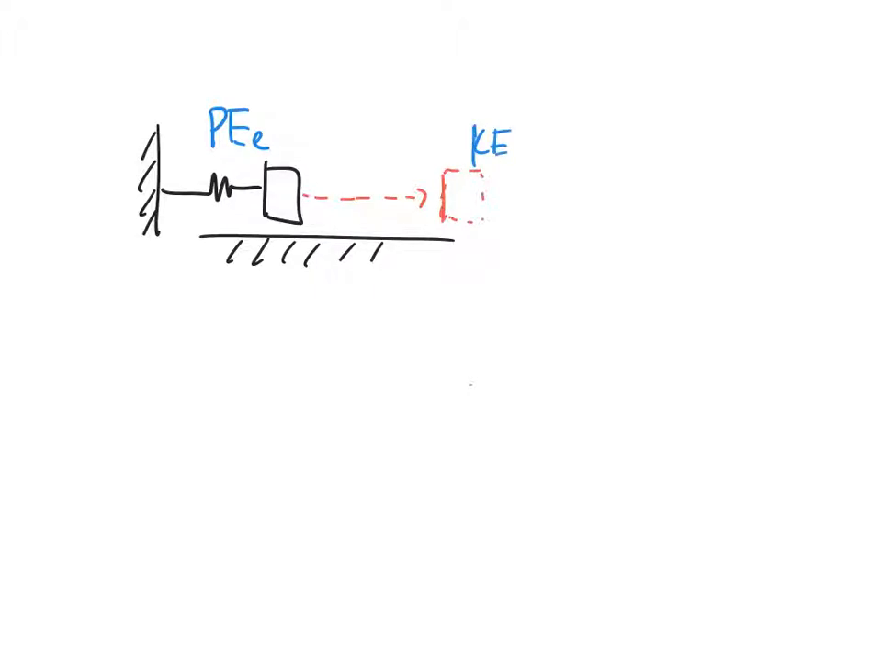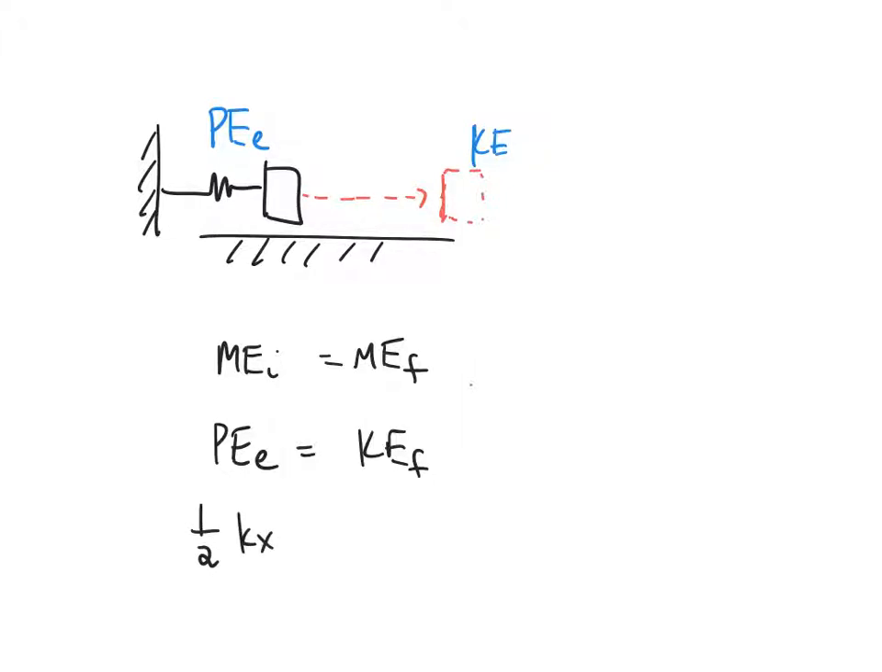So if I call this the beginning and that the end, in the beginning it equals the end. In the beginning we had spring energy. At the end we have kinetic energy. Spring energy is 1/2 kx squared. Kinetic energy is 1/2 mv squared. The 1/2's on both sides, I'm going to drop. I get kx squared equals mv squared. The problem asks us to figure out the velocity of the block. Everything else is known.